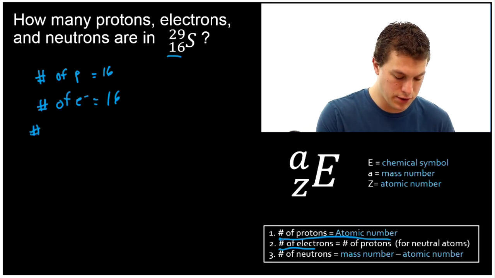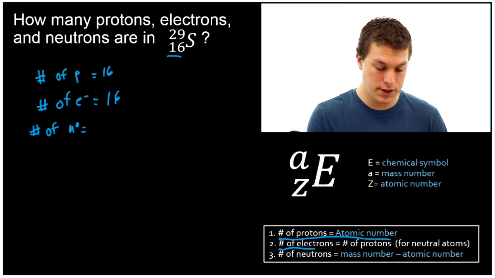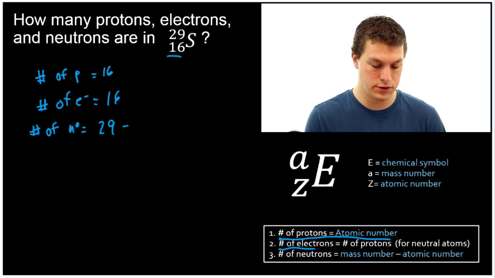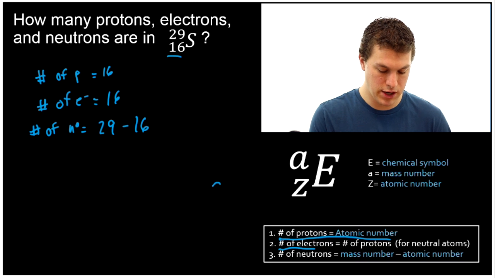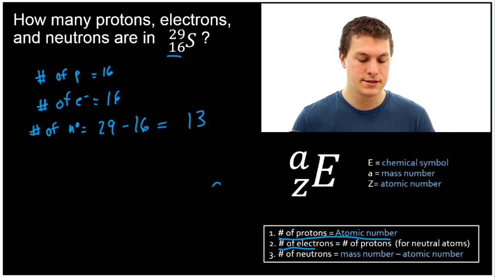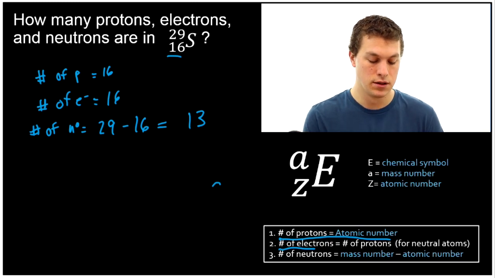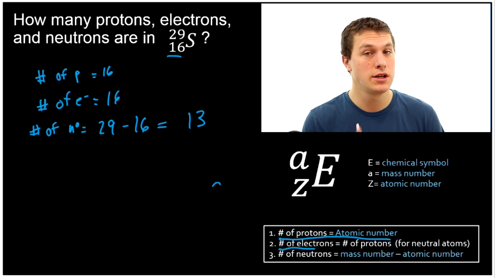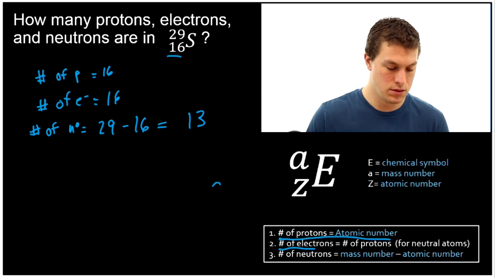And remember that the number of neutrons is equal to the mass number, in this case 29, that is the top number, that's the total number of things in the nucleus, minus the bottom number, the number of protons. And when I do 29 minus 16, I'm going to get 13. So 29S16 has 16 protons, 16 electrons, and 13 neutrons. We could have different versions of sulfur, change the number of neutrons, but we couldn't change the number of protons. Always remember, the protons define an element.